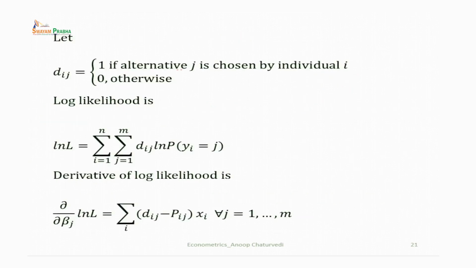Then suppose d_ij is equal to 1 if alternative j is chosen by individual i and 0 otherwise. Then we consider the log likelihood function. So, log of L is equal to summation i equal to 1 to n summation j equal to 1 to m d_ij log of probability y_i equal to j. Now, we take the derivative of this log likelihood function with respect to beta_j. So, if you take del over del beta_j of log of L, then this is equal to, before deriving log of L, let us derive p_ij.